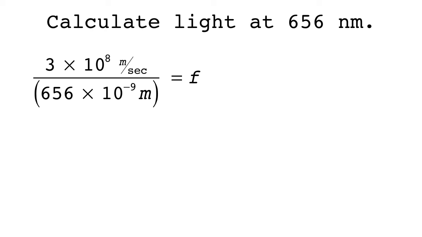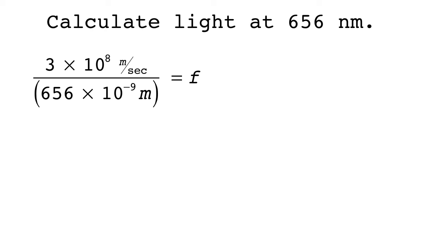So here we go. Calculate the frequency of light at 656 nanometers. All right, the top is the speed of light. Now, I've written it out as if you were writing it on paper. In your calculator, you would type in 3 and then EE 8 or something like that, depending on the calculator that you have. Here, in the denominator, is the wavelength, 656 nanometers. As I mentioned, a nanometer is the same as 10 to the minus 9 meters. So you have 656 times 10 to the minus 9 meters in the denominator.